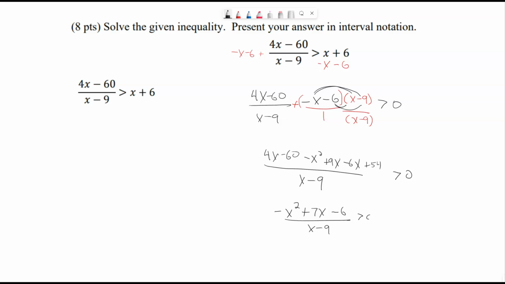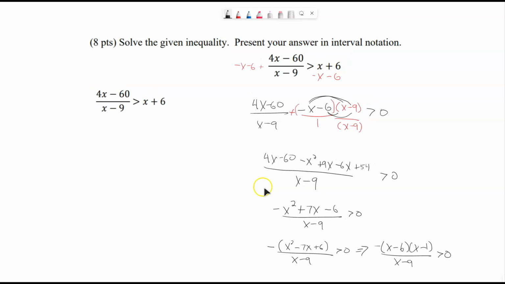This is still greater than 0. We can factor out the negative. X squared minus 7x plus 6 divided by x minus 9 greater than 0. We can then factor the trinomial in the numerator. This is x minus 7. Sorry, that's not right. X minus 6 times x minus 1. All this divided by x minus 9 greater than 0. Okay, there's a lot of work there.